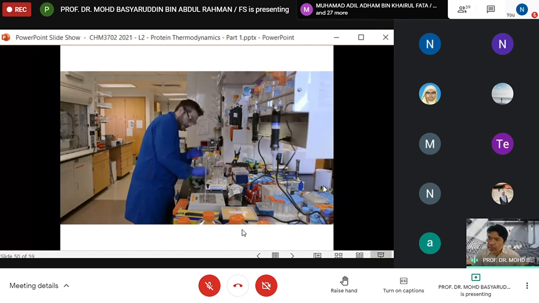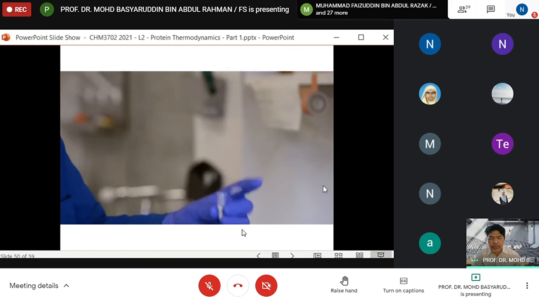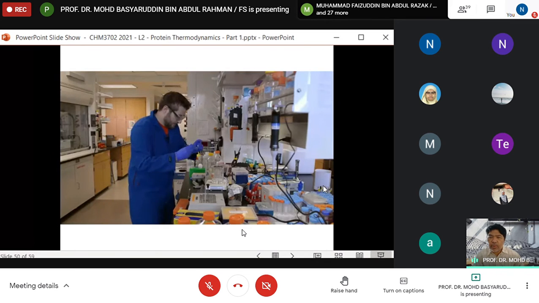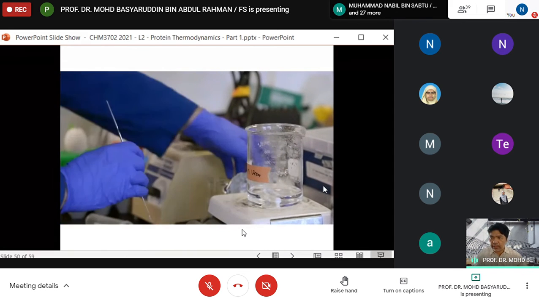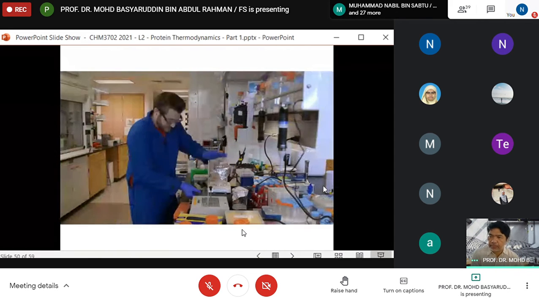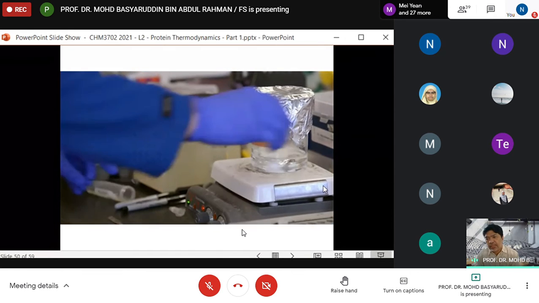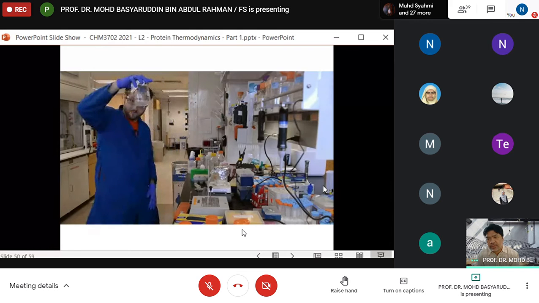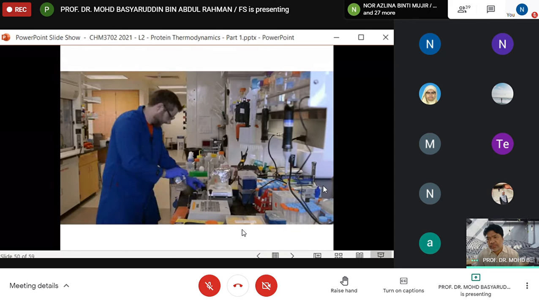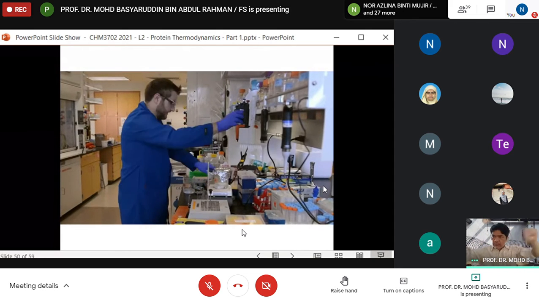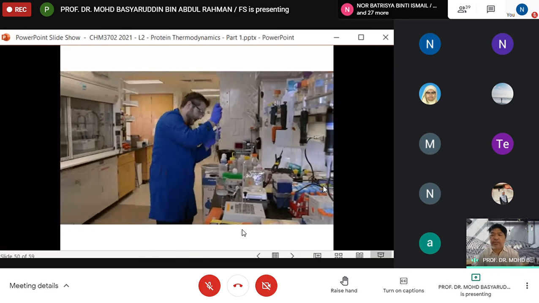So they use urea. So remember what urea can do? Urea basically can break all the bonds inside it. It's a long process, of course. 16 hours. Basically, they make it panjang, make it the primary structure.